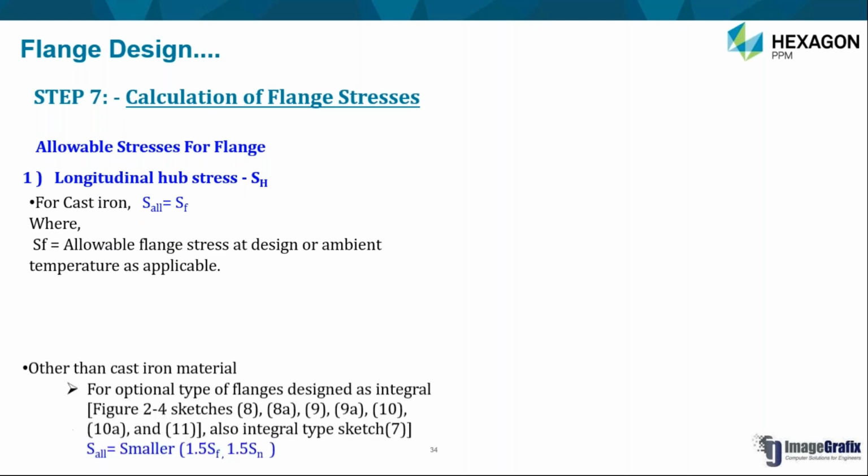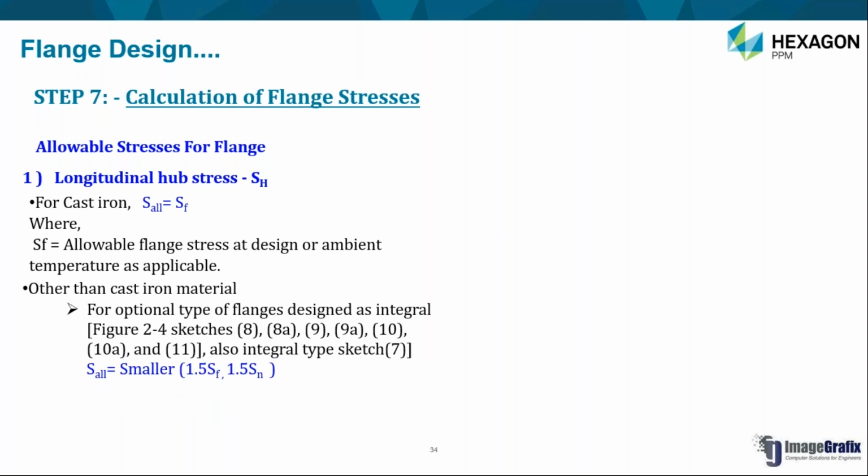Okay. Now another thing is, apart from cast iron, if other materials are there, then the allowable stress for your longitudinal hub stress is 50% over the value we get from ASME Section 2 Part D, Table 1A or 1B, as applicable for your flange material. As we are designing the integral flange, here the shell is also contributing to the flange strength, but the weakest of the two will govern the flange design, and hence the formula is the smaller of 1.5 times SF or 1.5 times SN, where SN is nothing but the allowable stress of that vessel or the pipe wall or your nozzle wall. Okay.